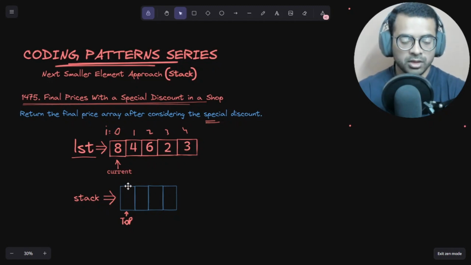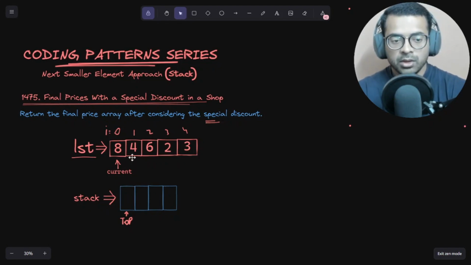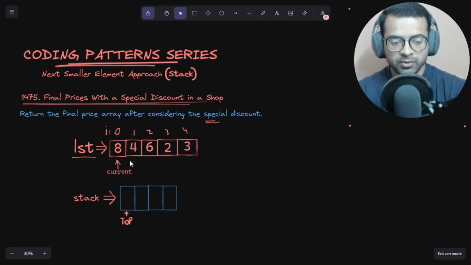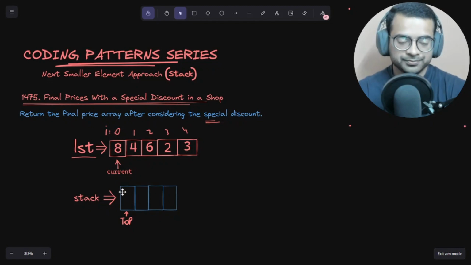If these two conditions are fulfilled, then we are simply going to take the value at the index on top, subtract the current element from that value, and update our list. How we are going to do this, let's see.